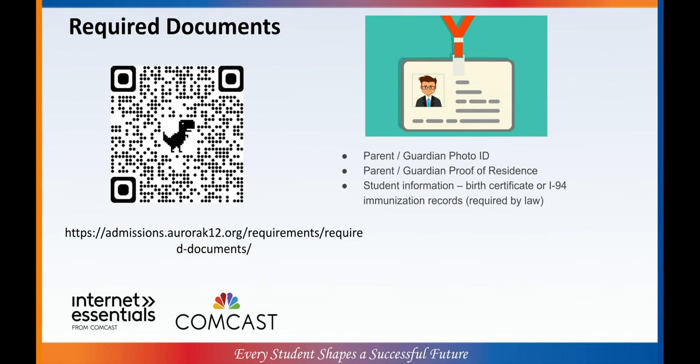Before you begin the process, make sure you have the following documents ready to upload: a photo ID of the parent or guardian, the parent or guardian's proof of residence, which can be a lease, a mortgage agreement, a utility bill, including gas, electric, a home phone, can't use a cellular, water, trash, or cable bill. And the bill must show the parent or guardian's name and service address.